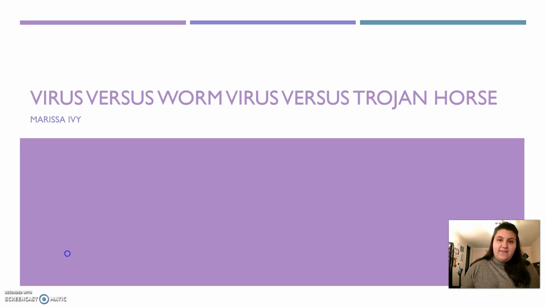Hi, I'm Marissa Ivy. Did you know that in 2018, USA Today reported that 765 million people were affected by cyber attacks, and some didn't even realize it? This is why it's important to understand and know the different types of cyber threats and how to prevent them. I will be talking about viruses, worm viruses, and Trojan horses, and the differences between them and how to prevent them.